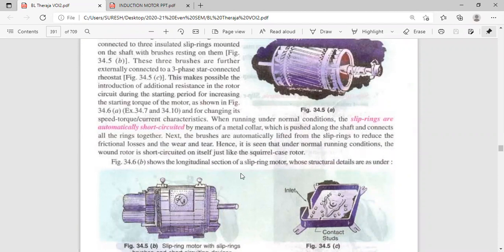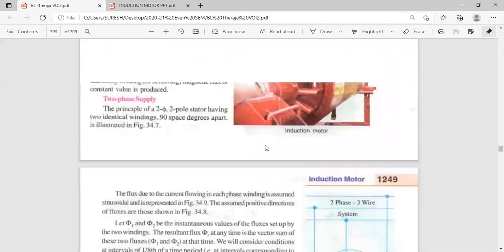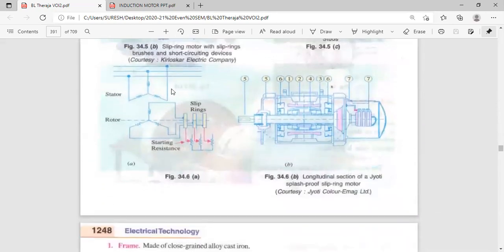This diagram, 34.6a. Only this diagram you draw and explain about the stator. Stator explanation: connect the three stator windings in star connection. These three windings are connected to a 3-phase supply. When the 3-phase supply is given, current passes through these windings. Around the current carrying conductor, magnetic flux of constant magnitude is developed. Ns is equal to 120 f by P.